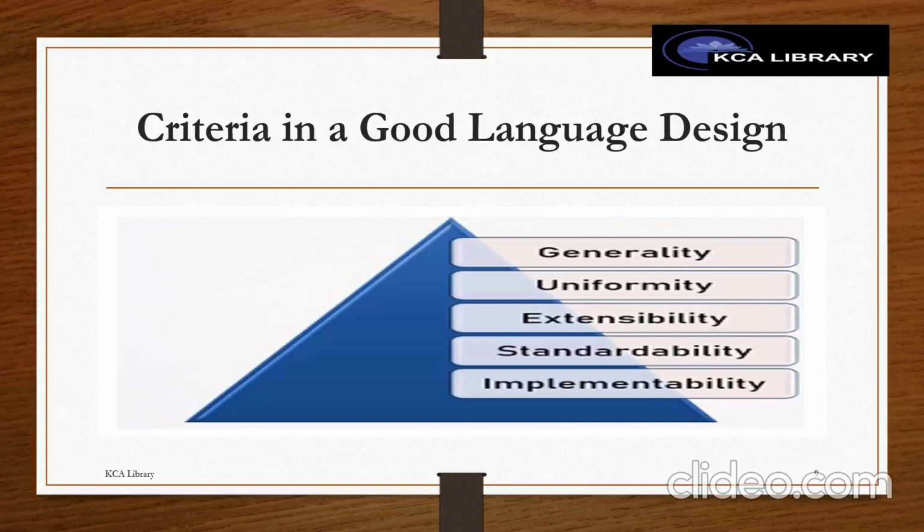So we have generality. This means avoiding special cases in the availability or use of constructs, and combining closely related constructs into a single, more general one. Then we have uniformity. Uniformity is all about the quality of a language where similar features should look similar and behave similarly. Then for extensibility, provide some general mechanism for the user to add new constructs to a language.